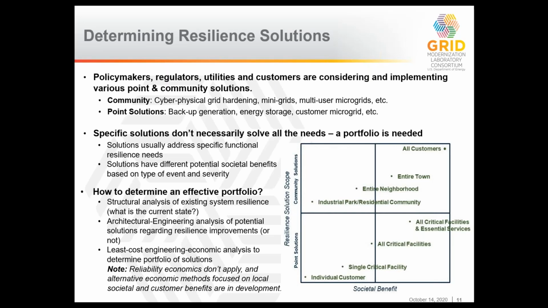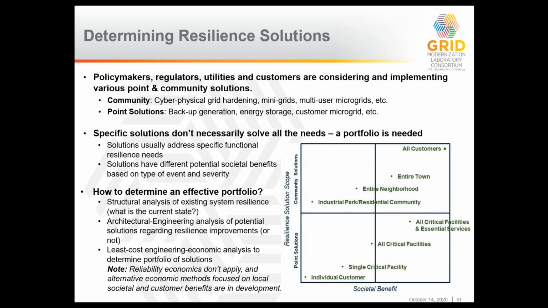Develop this 2x2 as a way to start to conceptually think about the relationship on the resilience solution scope side, those point solutions and those community-based solutions. And not to say these are either/or. The point is there's a portfolio of these that are needed. The societal benefit: where is the benefit that accrues to these various solutions?